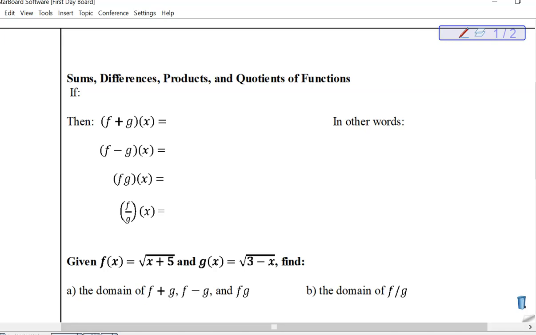So big idea though today is, what is the purpose of finding the domain of the individual functions before I perform an operation, add, subtract, multiply, or divide? So let's start by unfreezing the screen right here at the top of the page. Okay, so what is important for us to remember? We can add, subtract, multiply, and divide functions to create new functions.